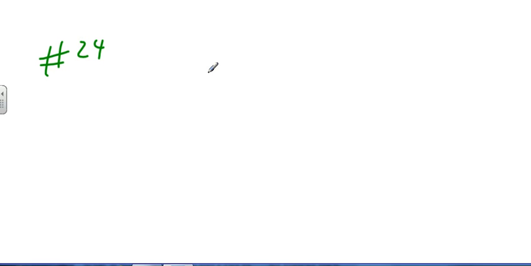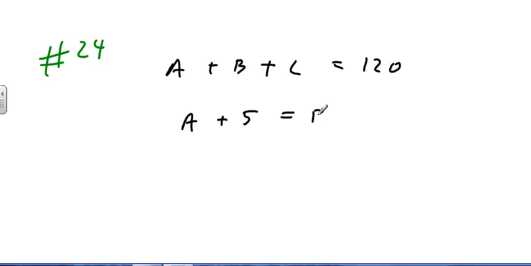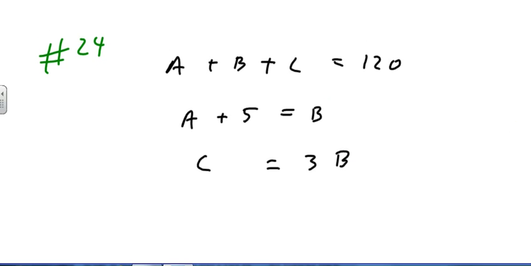Okay, so we have A plus B plus C is 120. That's the first one. One of the 3 angles is 5 degrees more than the smallest, so A plus 5 is going to be B. He's the guy in the middle. The third angle is 3 times the middle guy, so C is going to be 3 times B. Okay, so I got those equations.